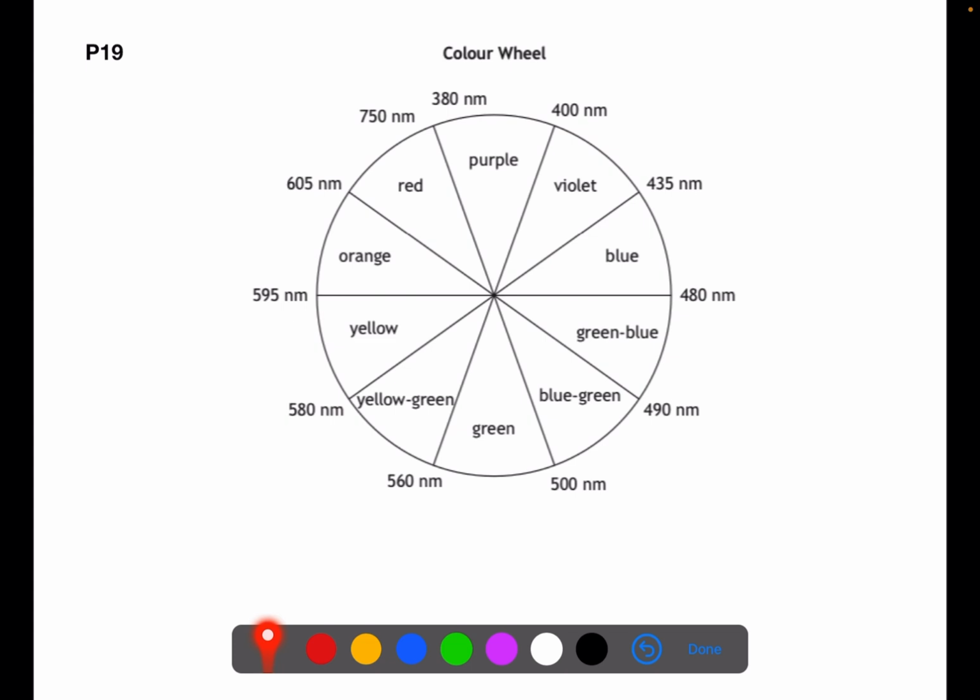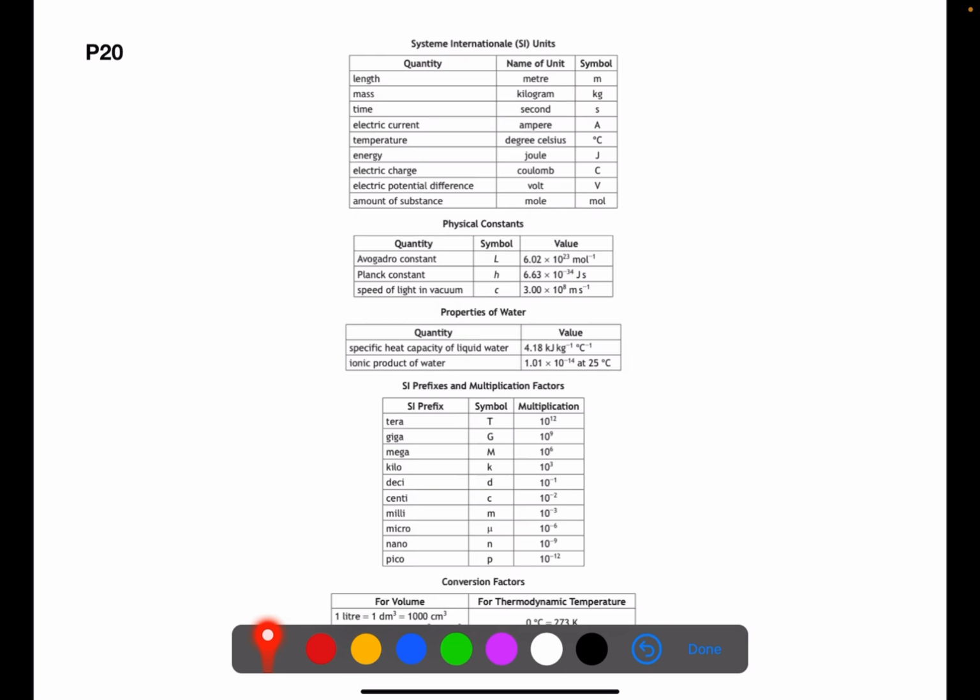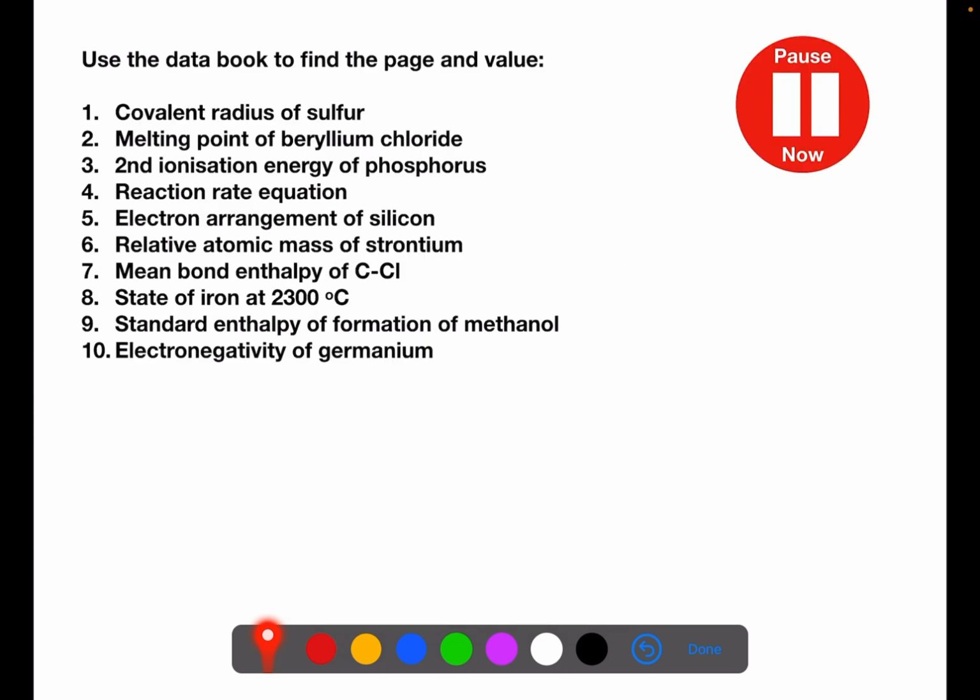However, you should be aware of their existence as they may be useful for problem solving questions. Page 20 has some physical constants that you need to be aware of, the main one being the specific heat capacity of water, which you may need to use, and it also has some multiplication factors for scaling things up or down. I want you to use your databook to find the page and value for each of these.